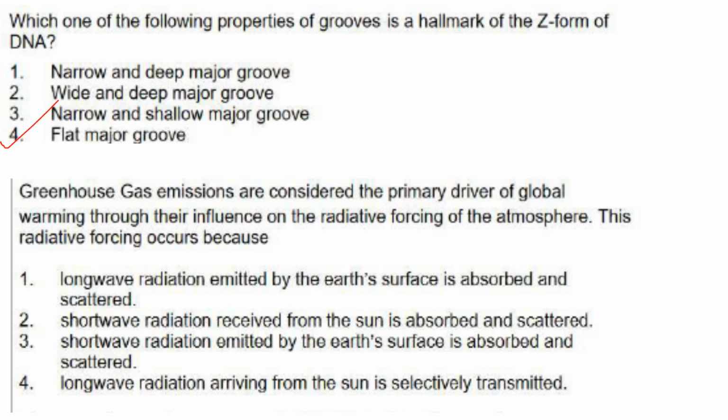Greenhouse gas emissions are considered the primary driver of global warming through their influence on the radiative forcing of the atmosphere. This radiative forcing occurs because long wave radiation emitted by the Earth's surface is absorbed and scattered. That itself is the answer.